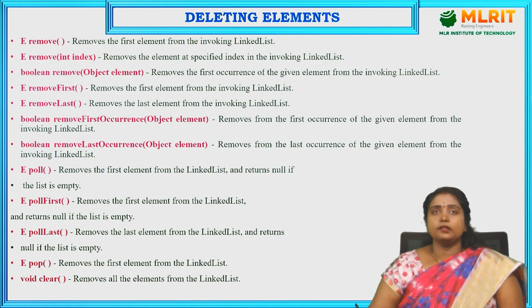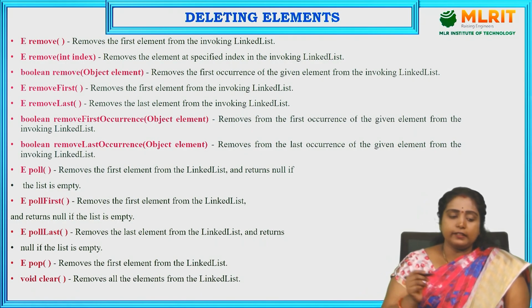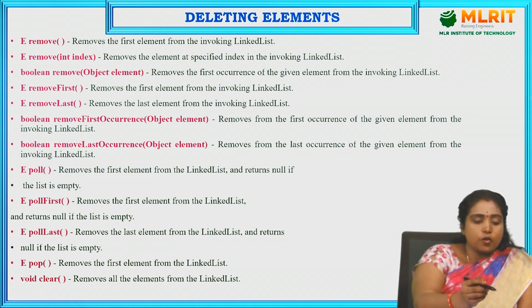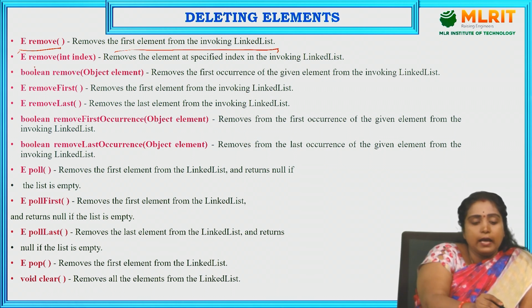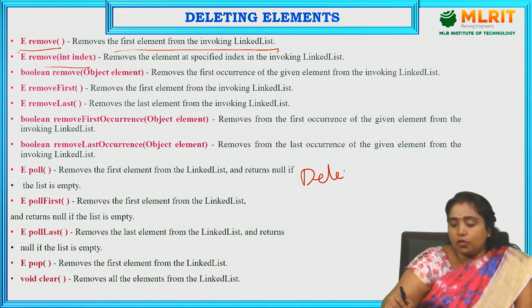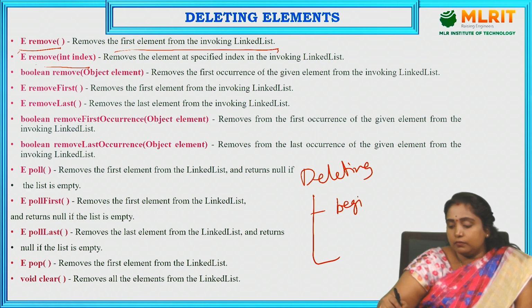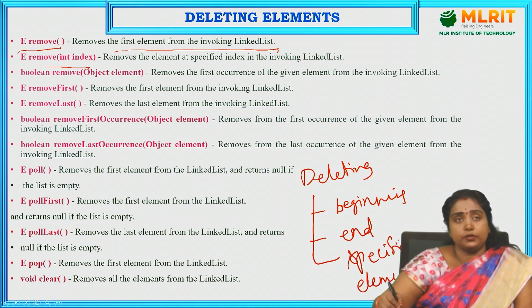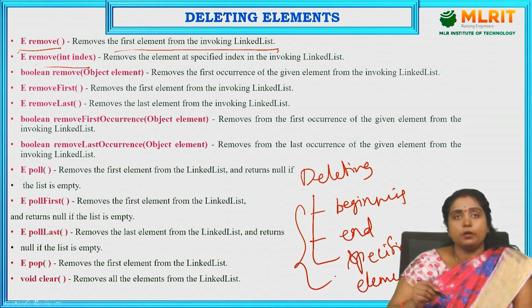Deletion of elements from the linked list. So this is another operation of linked list: deleting elements from the linked list. The same way insertion happens, for deletion also, if you want to delete elements, you can delete an element from the beginning, and you can delete an element from the end, and you can delete an element from a specified position. If I want to delete an element at a specified position, I can use this. So these are the 3 operations that could be performed for a linked list.